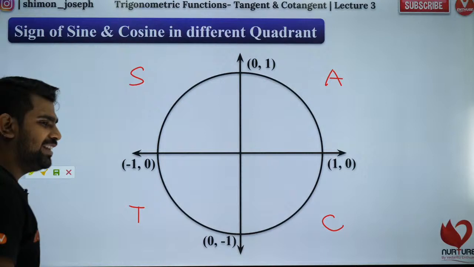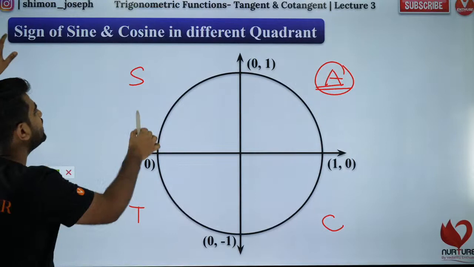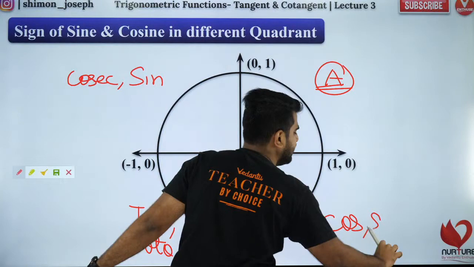Great. So people, are you all ready? So you have ASTC. So in the first quadrant, all the trigonometric ratios are positive. In the second quadrant, sine and cosecant are positive. In the third quadrant, tan and cot are positive. And in the fourth quadrant, cos and secant are positive. Don't forget that, okay? Don't ever forget that.